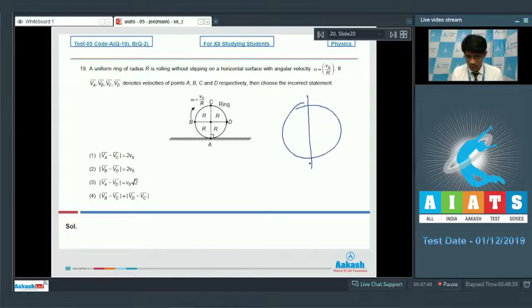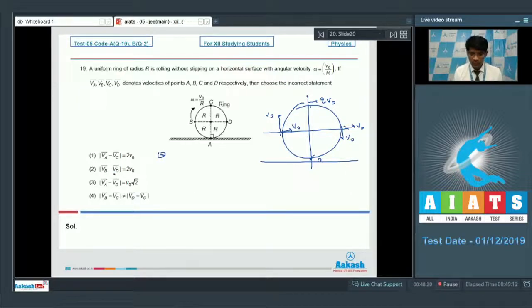Let's consider the options one by one. What we know at least is that with respect to ground, this point shall have the velocity 0. This point shall have V naught along the direction. This point shall have 2 V naught along the direction, and these points will have V naught and V naught along the direction. With this pretext, we'll take option 1 here. VA minus VC is equal to 2 V naught. This point is A, B, C and D. VA minus VC, definitely this is 0 and this is 2 V naught. So option 1 is the correct one.